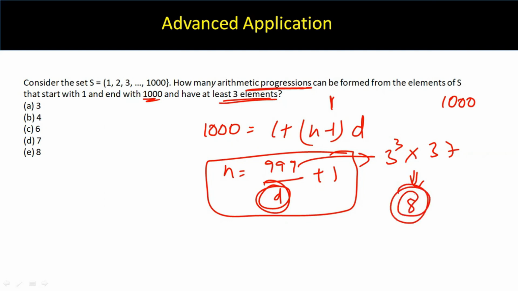It has a total of 8 factors, which means D can possibly take 8 values, and for every value of D, we will have one integral value of n. So that is what my AP will be. However, there is one constraint that I have not used. It has at least 3 elements.